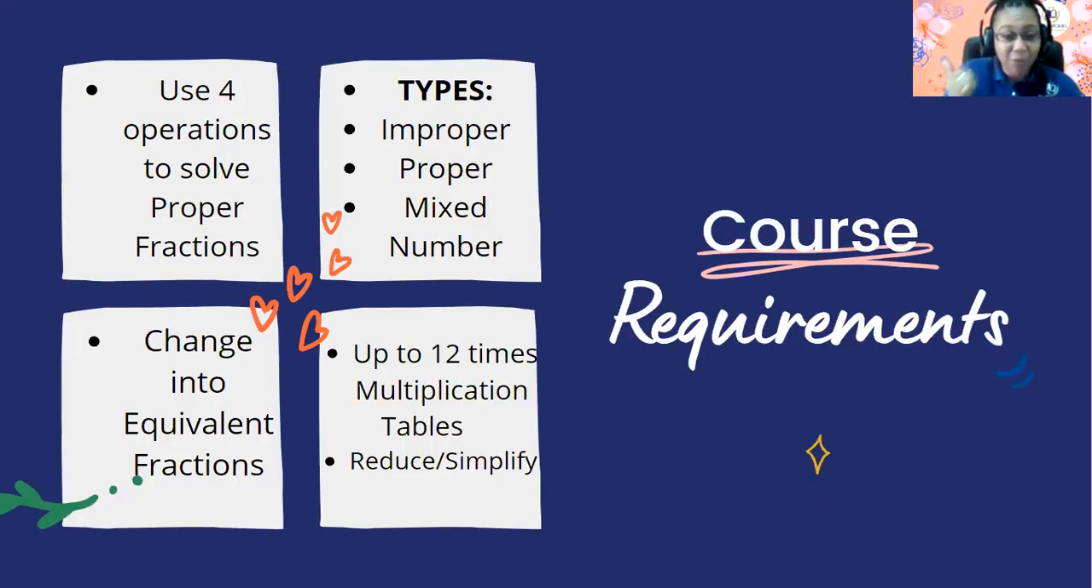Our course requirements. Before, you should have knowledge of the four operations to solve proper fractions: add, multiply, subtract, divide. Everybody should know how to do those four. You should know the different types of fractions: improper, proper, mixed number. You should be able to change into equivalent fractions. And you should know all your tables. Yes, tables are important. And also how to reduce and simplify.